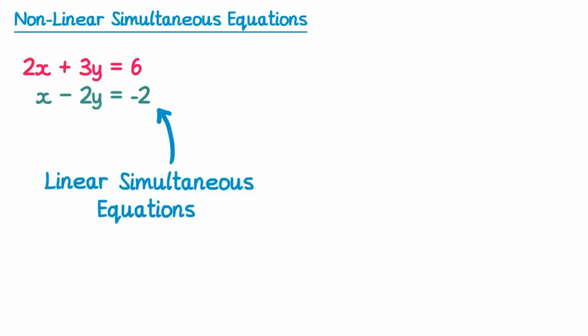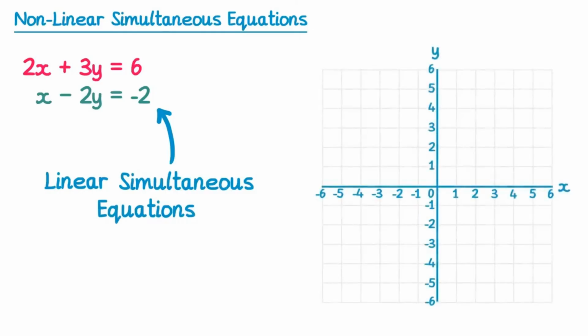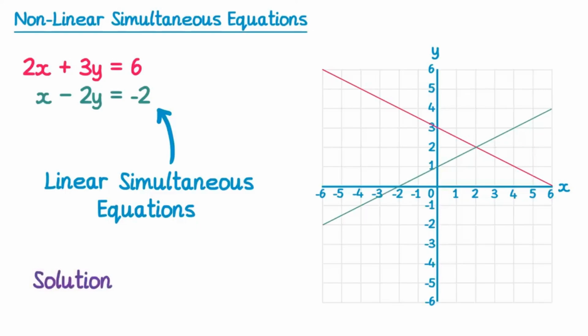The reason these are linear is because if you draw their graphs, they form two straight lines. If you solve these equations using algebra, you'd end up with the solution x equals 2 and y equals 2. Notice how also their graphs cross at this point here, which has coordinates 2, 2.